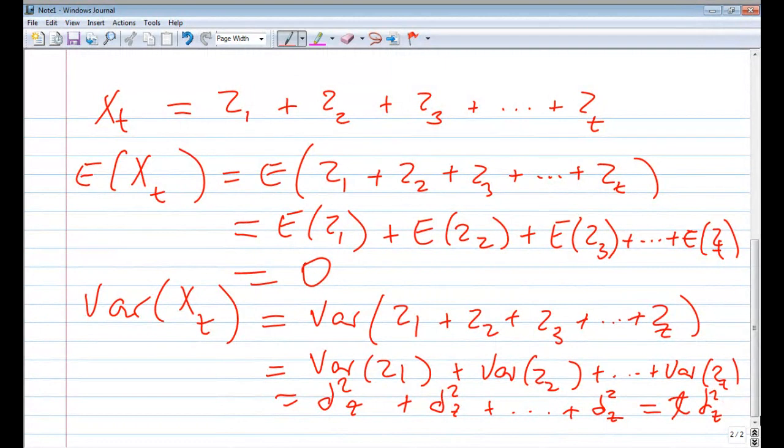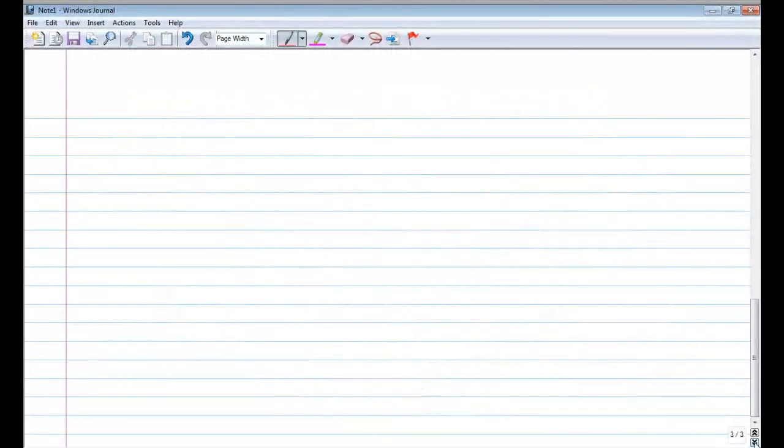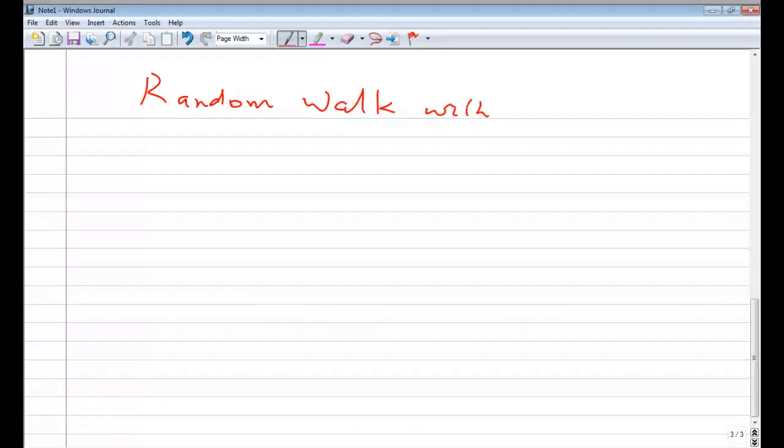Okay, now let's go to another process called a random walk with a drift. The previous one was called a random walk. Now we are going to the other process called a random walk with a drift. So the question is, what is a random walk with a drift?